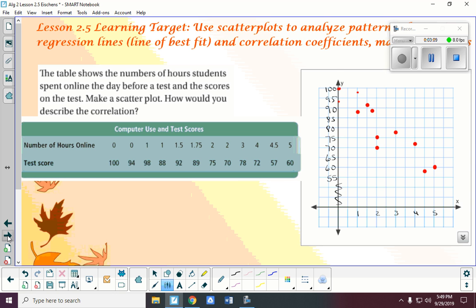And here we've plotted some points. These are the number of hours online compared to the test scores. And we see that if we draw a line, those points are fairly close to the line. We can definitely see that it is decreasing. So it would be a negative correlation here. That line would be decreasing. And so we would say probably a strong negative correlation, maybe around a -0.8.